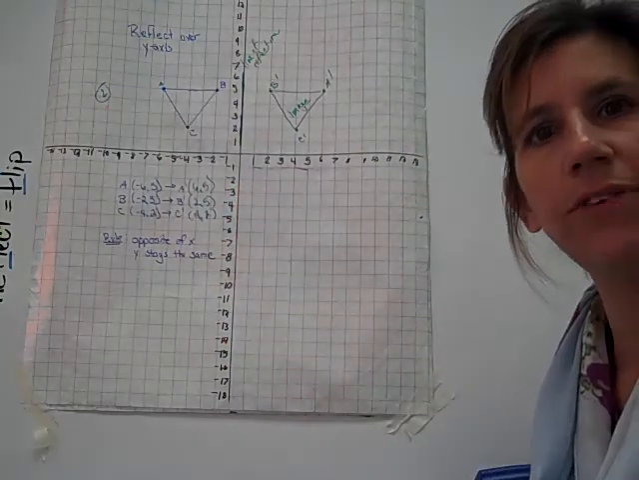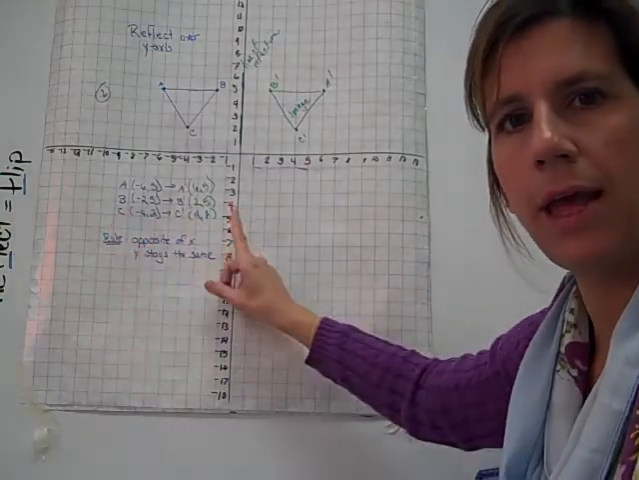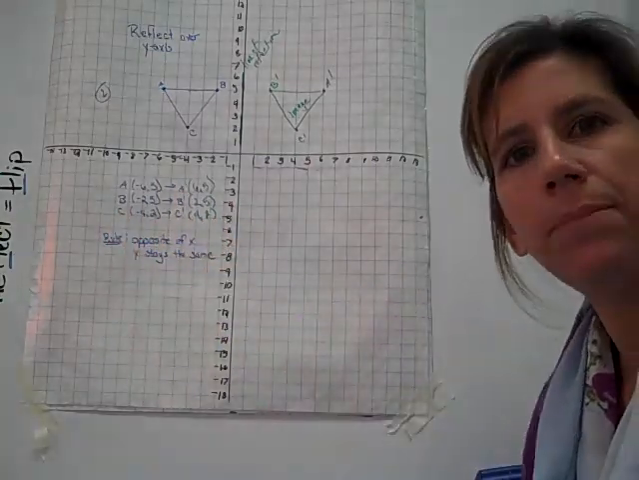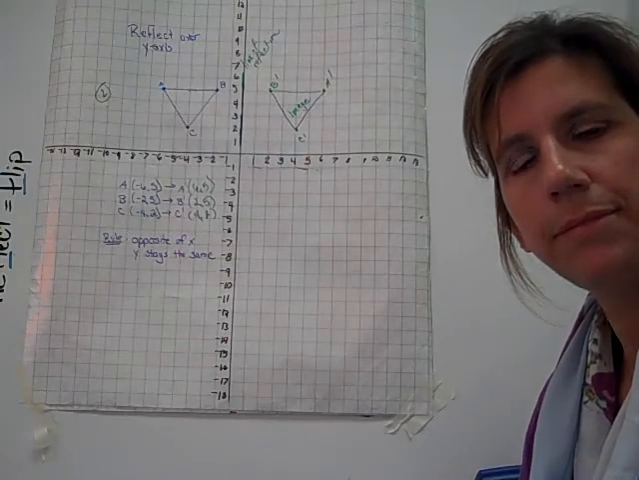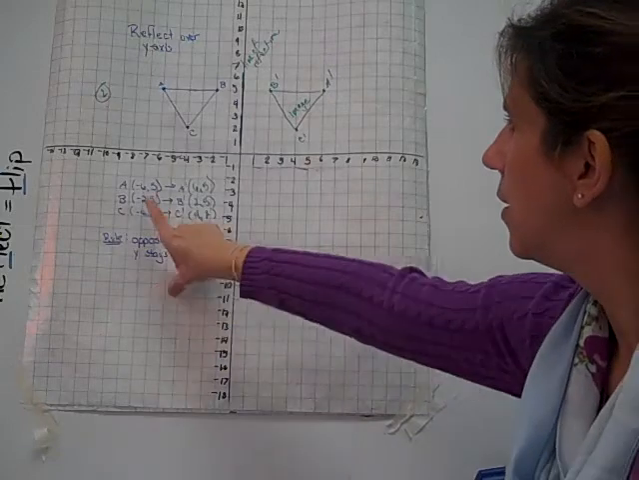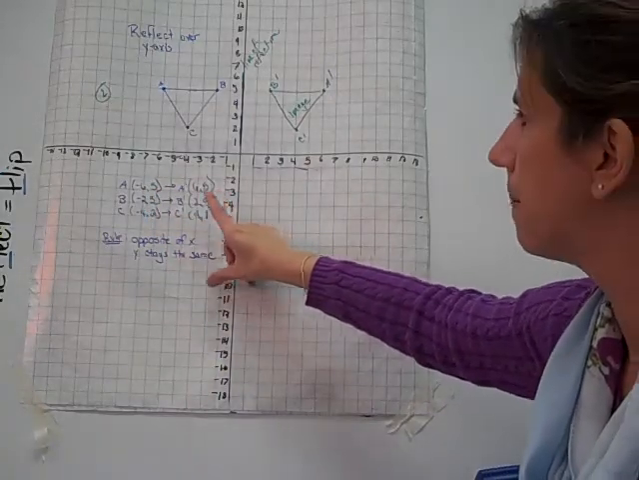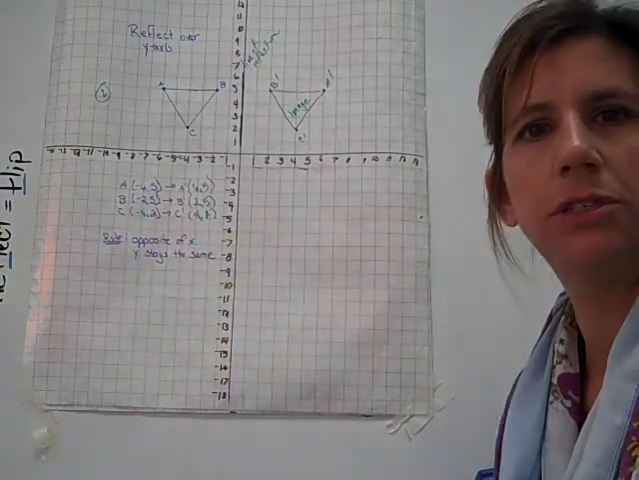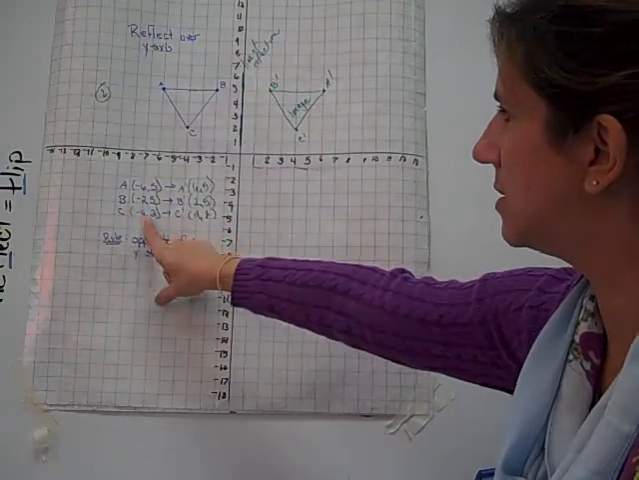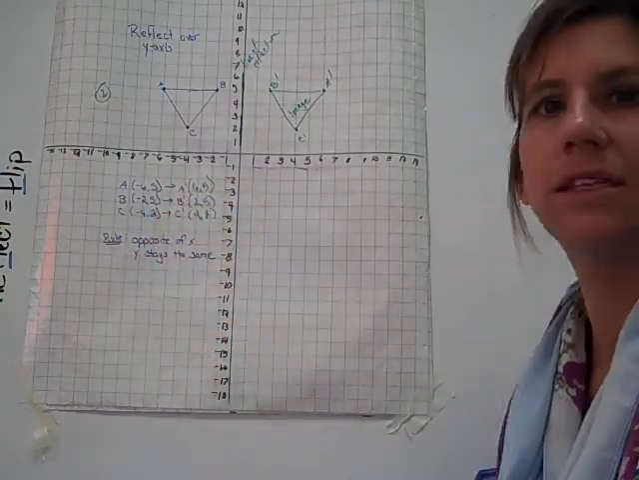All right, see if you can find a pattern. Go ahead and pause the video and look for a pattern going from A to A prime, B to B prime, and C to C prime. Do you notice anything happening consistently there? Great, let's see. The Y values are now exactly the same, but the X values are changing to be opposites. Instead of -6, it's +6. Instead of -4, it's +4.